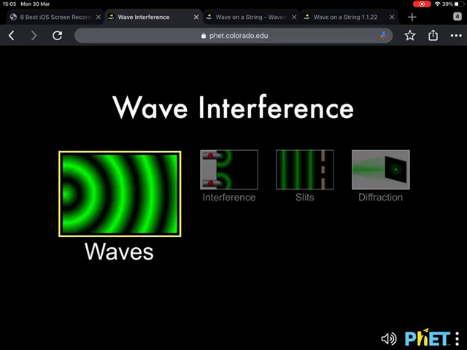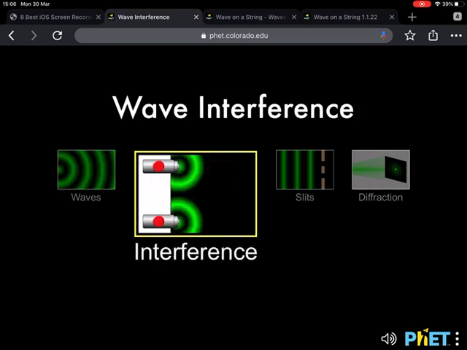Whereas if you had one wave slightly above and one wave slightly below the normal surface of the water, then you'd get a smaller wave where they would cancel each other out. So you can also have constructive and destructive interference. So click on interference.